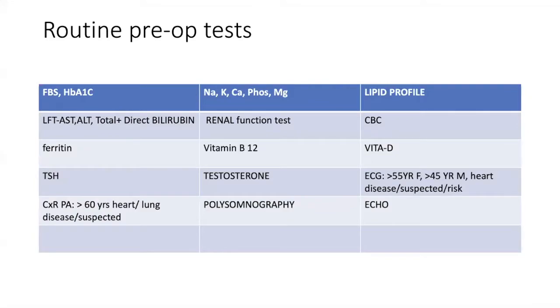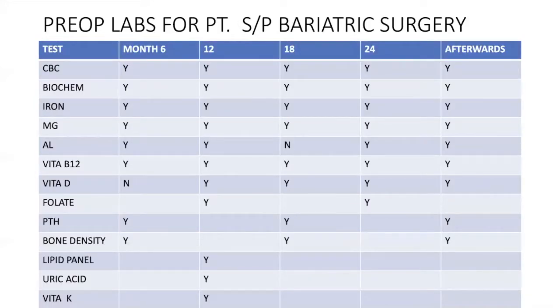This is a chart of the routine pre-op tests commonly advised for assessing obese patients. Look, there is testosterone and polysomnography, vitamin D, and other things that are common. Status post bariatric surgery patients, if they come for redo surgery or some other reason for surgery, have a 6-monthly follow-up, and we need to evaluate a lot of things because of the altered physiology.